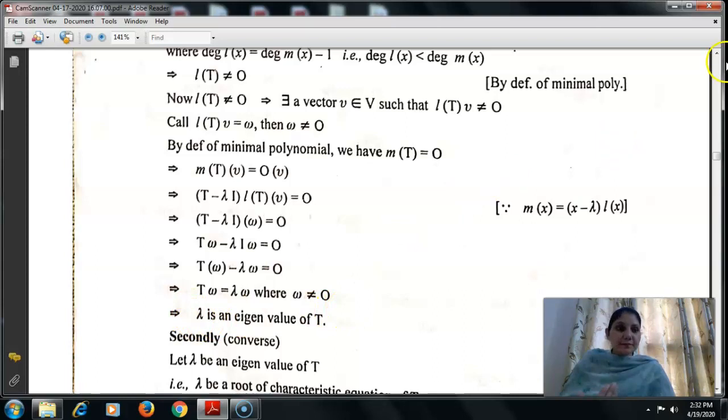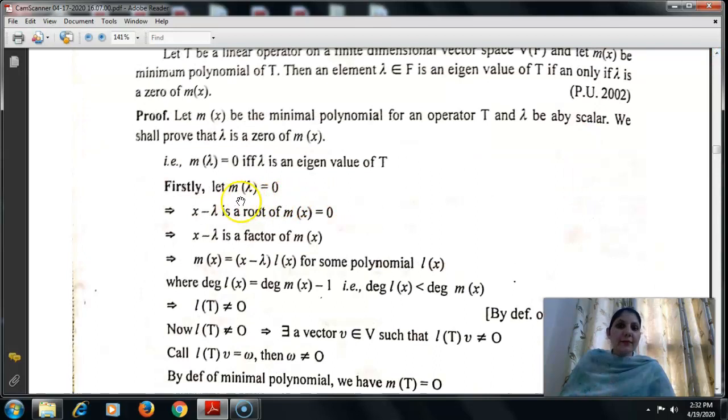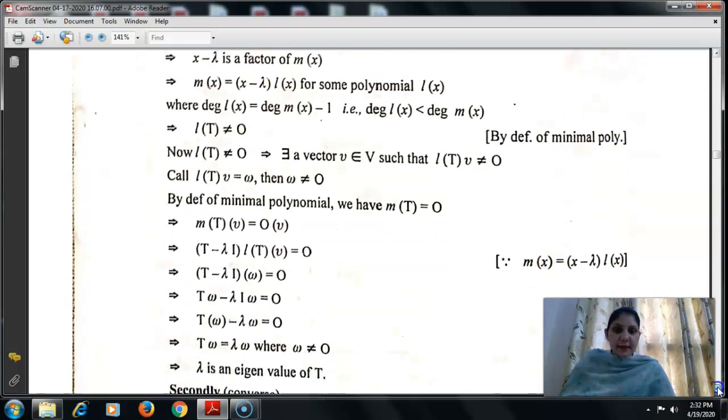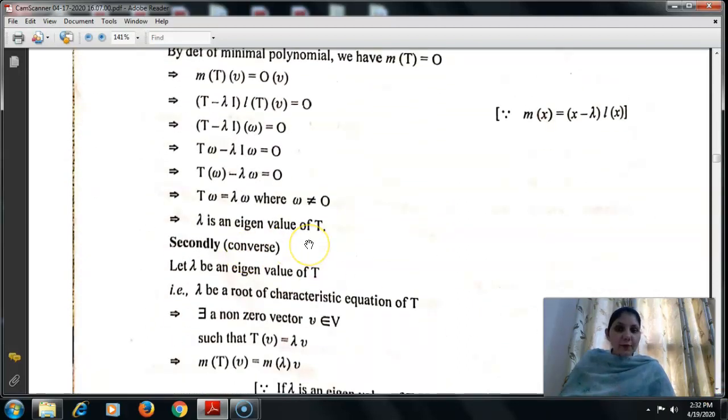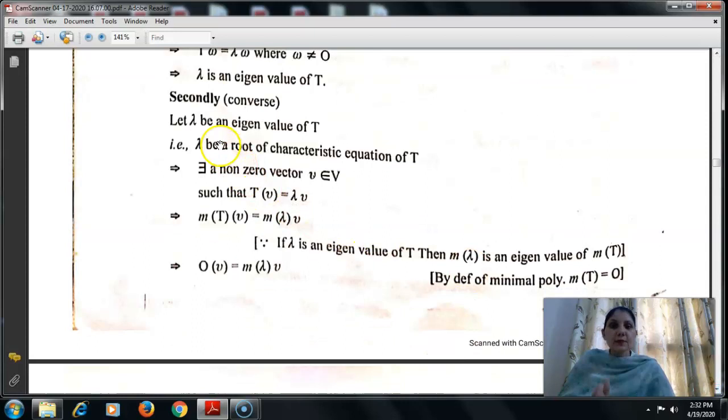So let us go back to the start of the theorem. What did we start with? m lambda equal to 0. So if m lambda equal to 0, this implies that lambda is an eigenvalue of operator t. Next we will prove its converse. Consider lambda an eigenvalue, okay, and we will prove that lambda will satisfy polynomial mx. So lambda is an eigenvalue of t. This means tv is equal to lambda v for a non-zero vector v belonging to V.